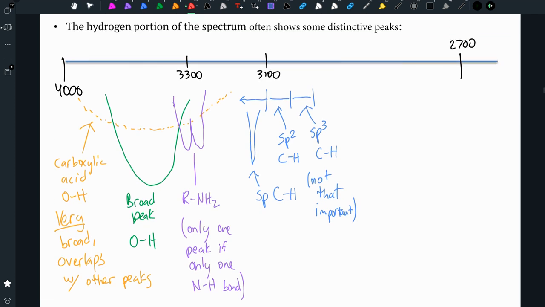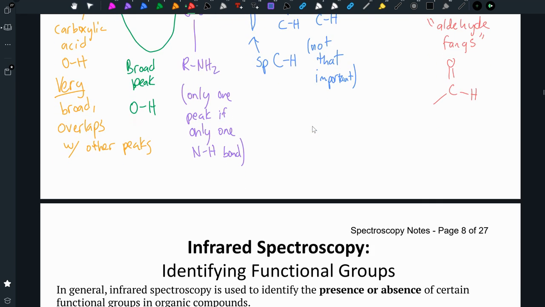One last thing, right around 2,700, a lot of times you see kind of a sharp fang. These are often called aldehyde fangs. So that can be an indication that you have an aldehyde group. You don't see them that often, but when you do, it's kind of a giveaway.